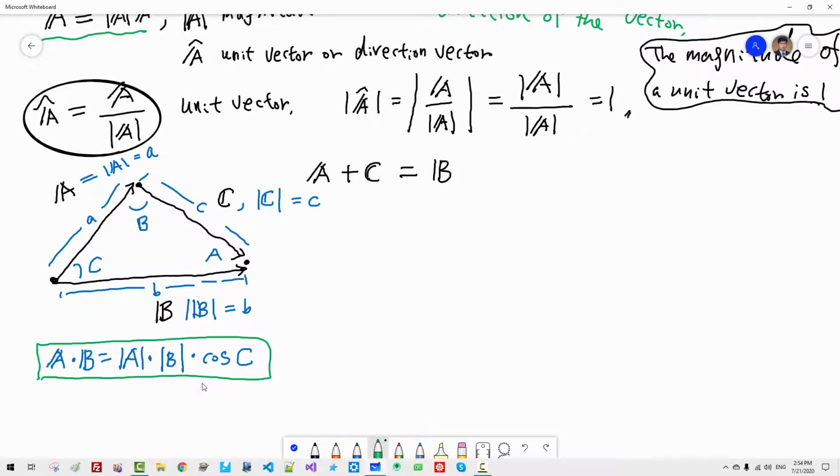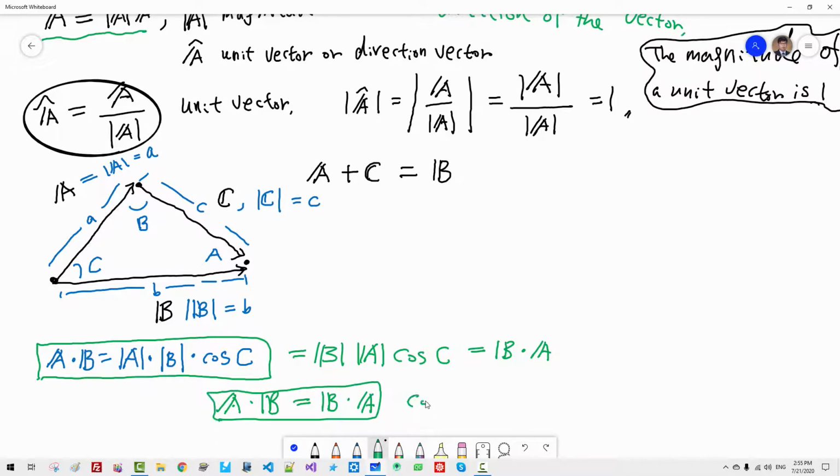From this definition, A dot B equals B A cosine C equals B dot A. So A dot B equals B dot A. So dot product is commutative. This equation can also be denoted A B cosine C.